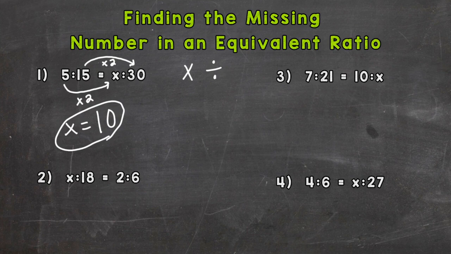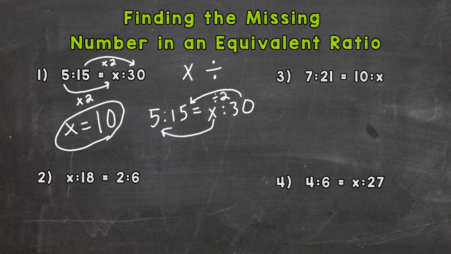I'm going to rewrite this ratio and show how we can use division as well. So 5 to 15 equals x to 30. You can also go the opposite way. So you can think, okay, how do I get 30 to equal that 15? Well, I can divide by 2. So what number can I divide by 2 to get 5? Well, I know x, 10 divided by 2 gives me 5. We get the same answer either way.